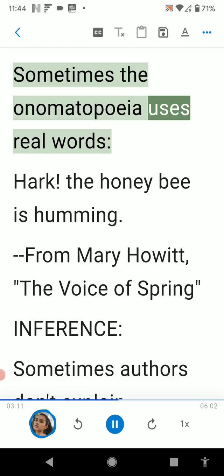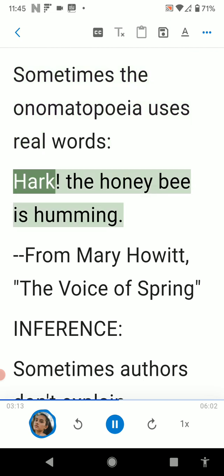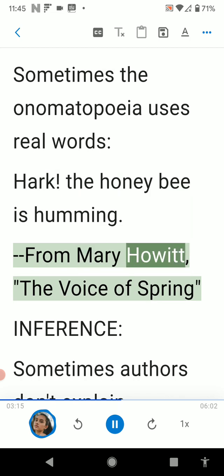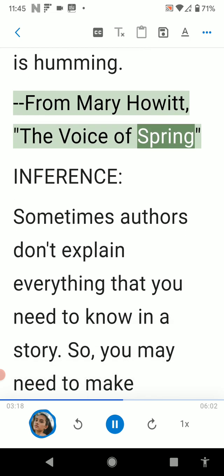Sometimes the onomatopoeia uses real words. Hark! The honey bee is humming. From Mary Howitt, The Voice of Spring.